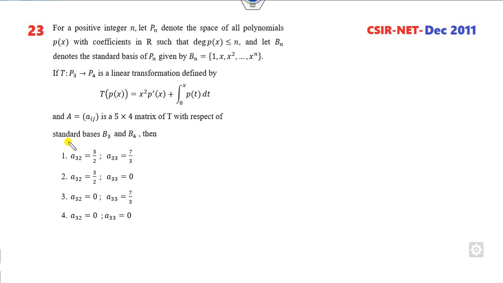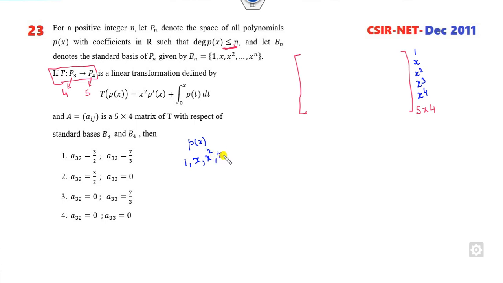Look at one more example here. This is P3 to P4, where P_n is a polynomial of degree less than or equal to n. So this has dimension 5, this has dimension 4. So you have to construct a matrix of 5 cross 4. What are the elements of the 5? 1, x, x square, x cube, x4. And the 4? p of x is 1, x, x square and x cube. These are the elements here.